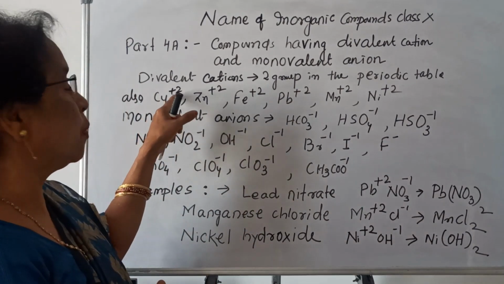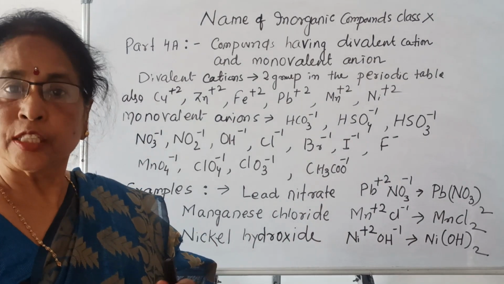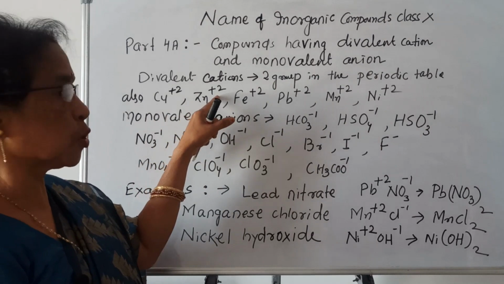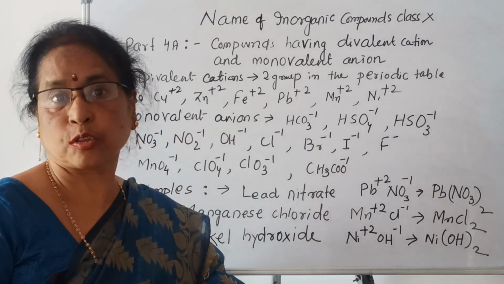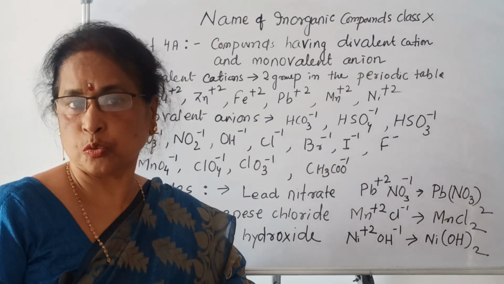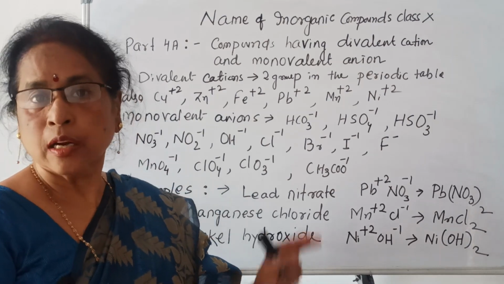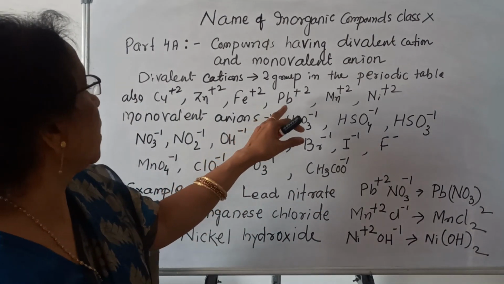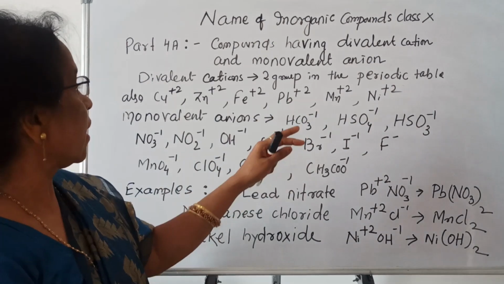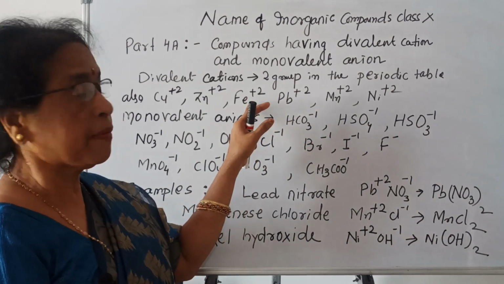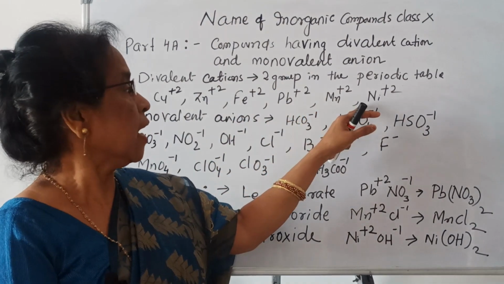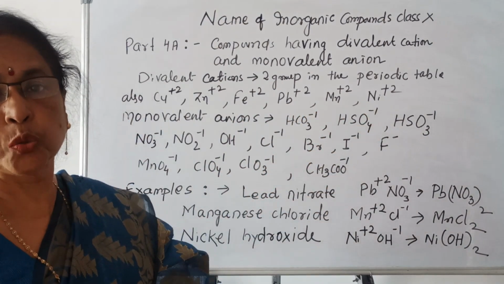They are Cu plus 2, that is called cupric, Cu plus 1, that is called cuprous, Zn plus 2, Fe plus 2 ferrous, Fe plus 3 ferric. Now here we require Fe plus 2, then Pb plus 2, where Pb means lead, Mn manganese plus 2, Ni nickel plus 2.